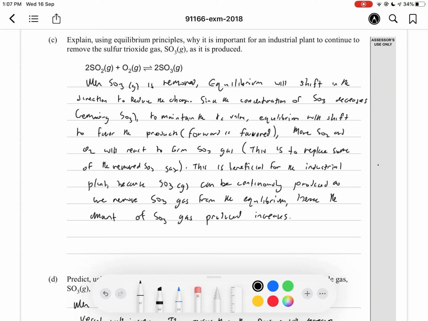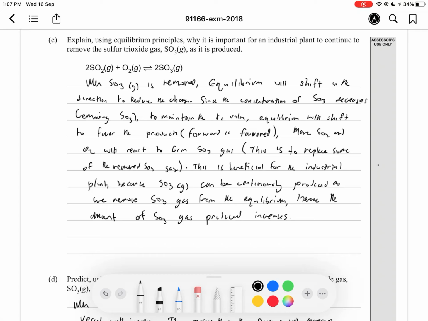So explaining why when we remove the SO3 gas, more SO3 is produced. You can say that when we remove SO3, the concentration of SO3 is decreasing. Hence, equilibrium will shift in a direction to replace some of the lost SO3 gas. Therefore, some reactants will turn into products. The forward reaction is favored.